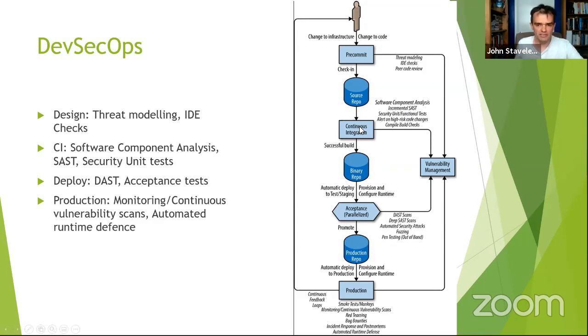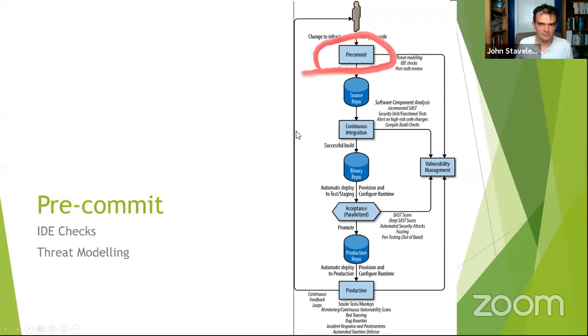Then it gets some binaries, which are committed into the repo as well, so they can then be deployed. And here we can do dynamic security tests and automated security attacks with OWASP ZAP. And then in production, you've got monitoring, continuous vulnerability scans, and automated runtime defense. That feeds back security information to the developer, so you're constantly improving your security profile. First up, we're going to look at the pre-commit stage.